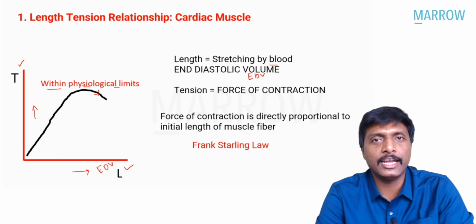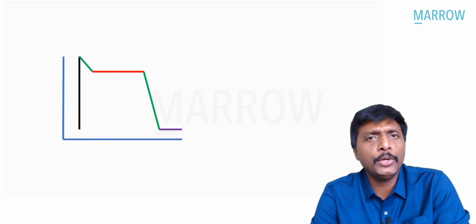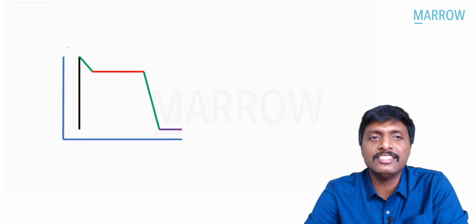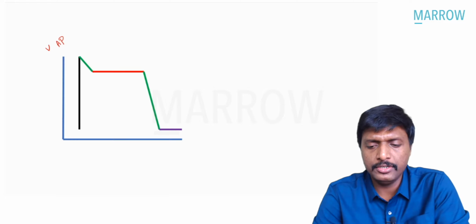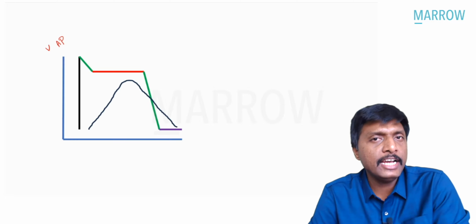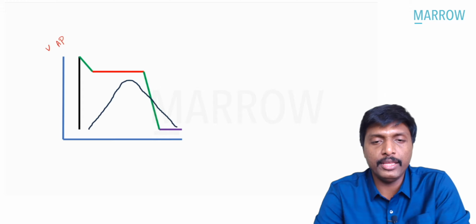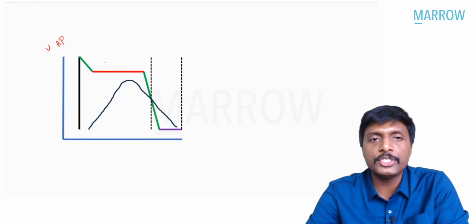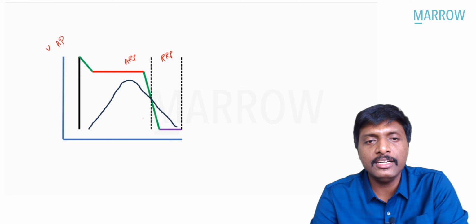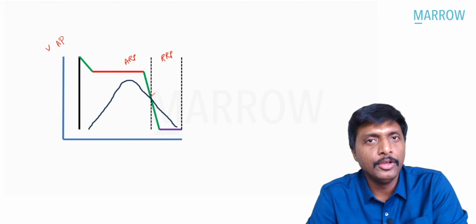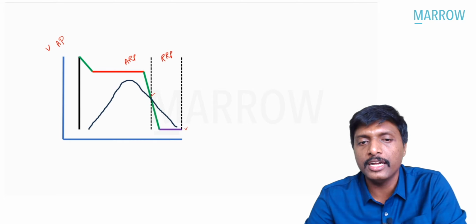That is the first property. Second, this is a very well-known ventricular action potential. This is an electrical event, which will be followed by a mechanical event, that is ventricular muscle contraction. I will show you that. Now, this action potential will definitely have refractory periods. Two refractory periods are there. The first one is the absolute refractory period, and the second one is the relative refractory period. From the onset of the action potential till the initial third of repolarization, we have the absolute refractory period. After that, till the end of the action potential, the relative refractory period.